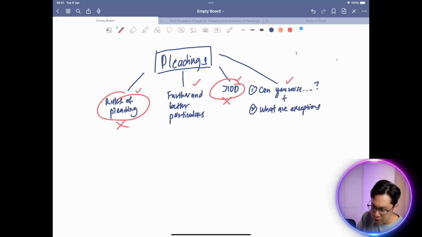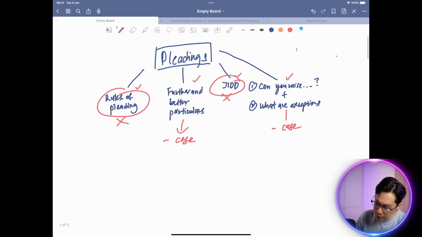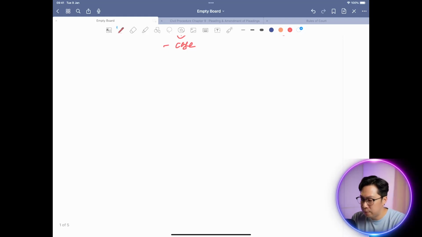Further and better particulars, there's a case that you need. Here, there are a lot of cases and concepts. So if you look at all the cases that I give you today, they are mainly on whether you can raise an issue and what the exceptions are. Again, instead of giving you the summary, I think I'll just explain to you what are the things that you need. Okay, now let's dive in straight.